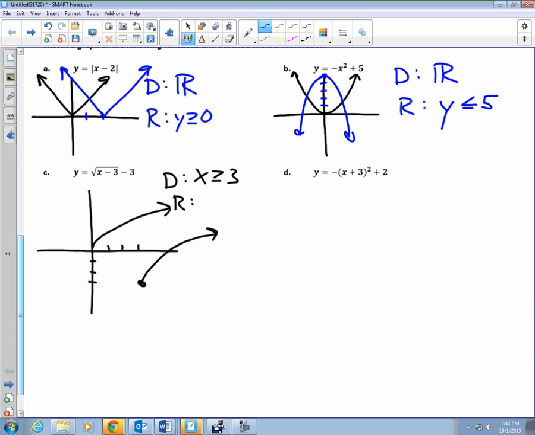How about my range? Can I get out negative 10? Can I get out negative 8? Can I get out negative 3? Yes. Can I get out 0? Yes. I could get out anything that is greater than or equal to negative 3.